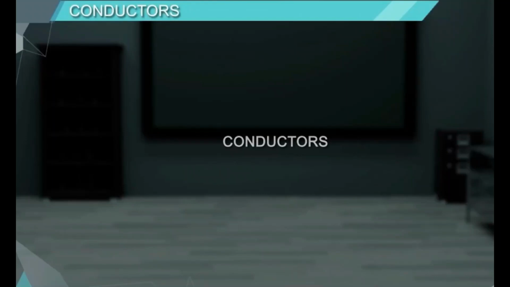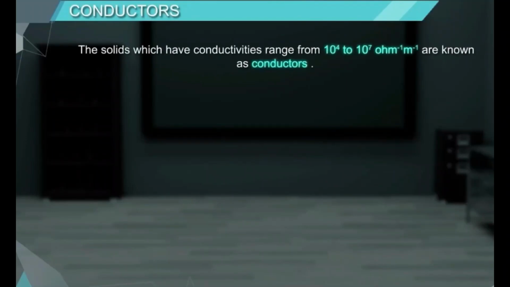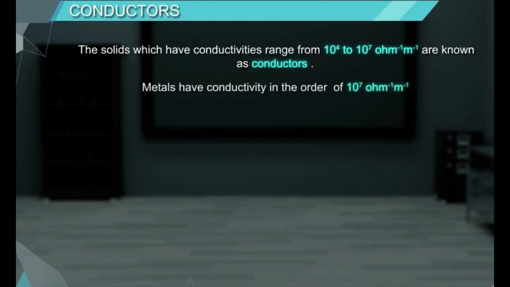Conductors. The solids which have conductivities ranging from 10 raised to 4 to 10 raised to 7 per ohm meter are known as conductors. Metals have conductivity in the order of 10 raised to 7 per ohm meter and hence are the best conductors of electricity.